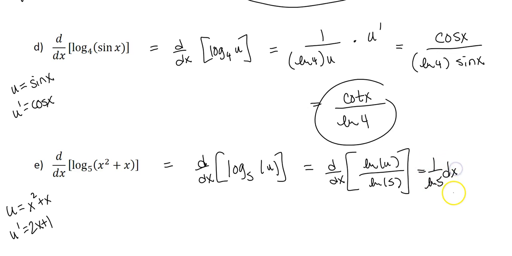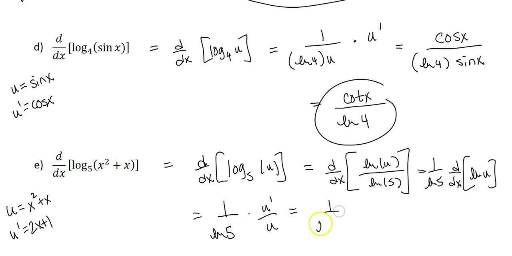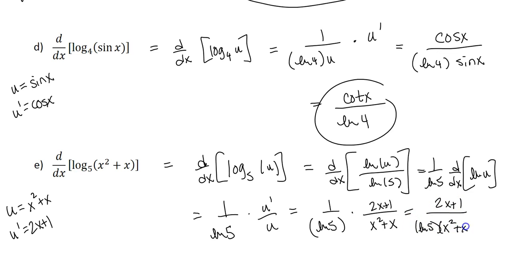So I get 1 over the natural log of 5 times the derivative with respect to x of natural log of u. So that's times u prime over u. So that's going to be 2x plus 1 divided by x squared plus x. And there's really not any way to simplify this, so we're just going to clean it up a little bit. So that would be my answer. And you would get the same answer if you worked it out just using the formula.